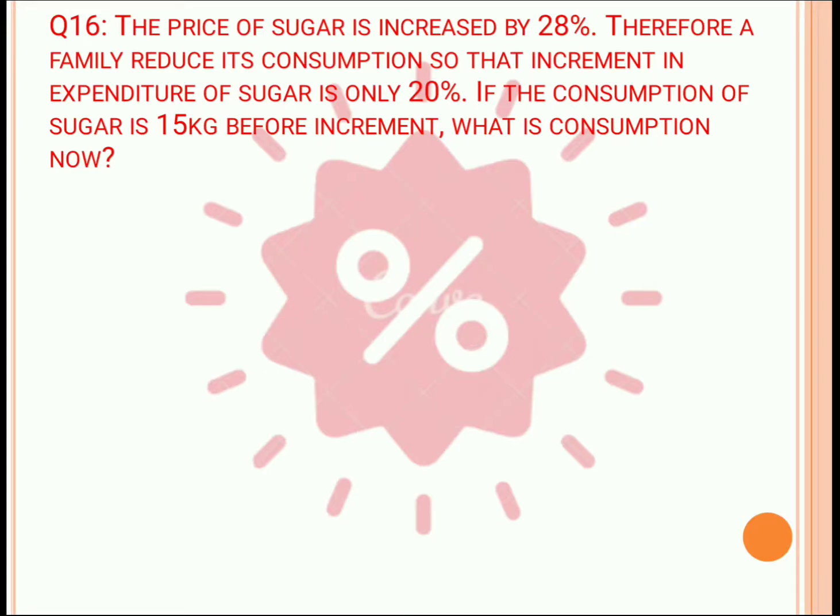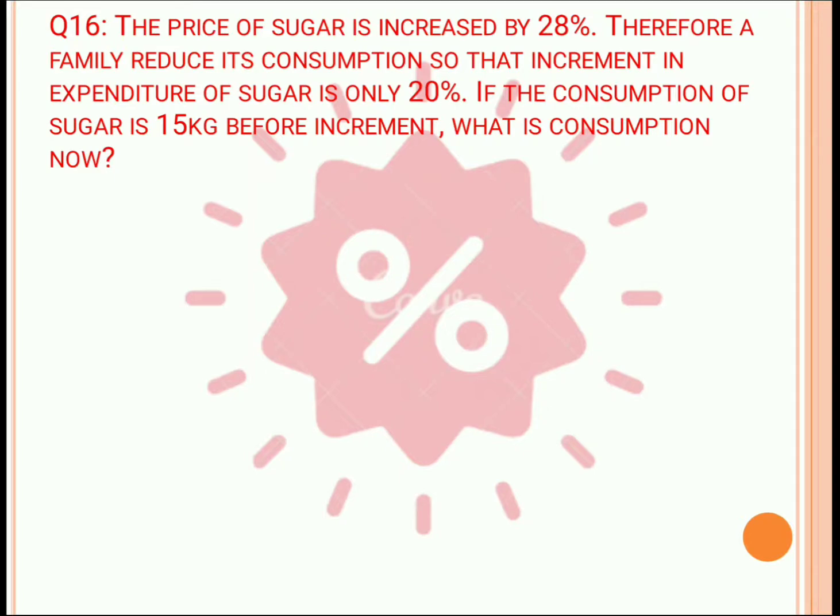The price of sugar is increased by 28%. Therefore, a family reduces consumption so that increment in the expenditure of sugar is only 20%. If the consumption of the sugar is 15 kg before increment, what is the consumption now?